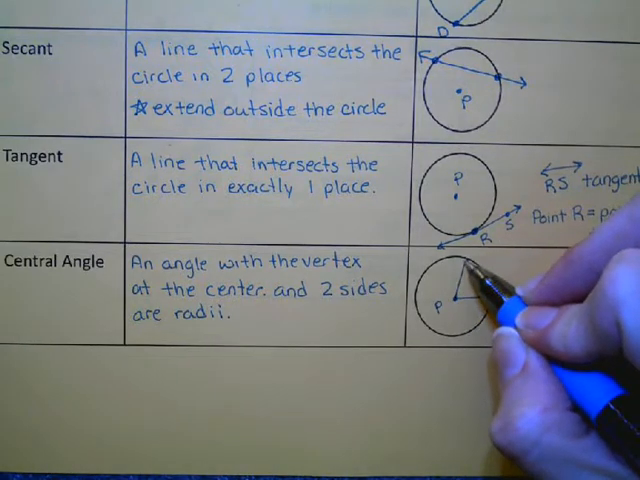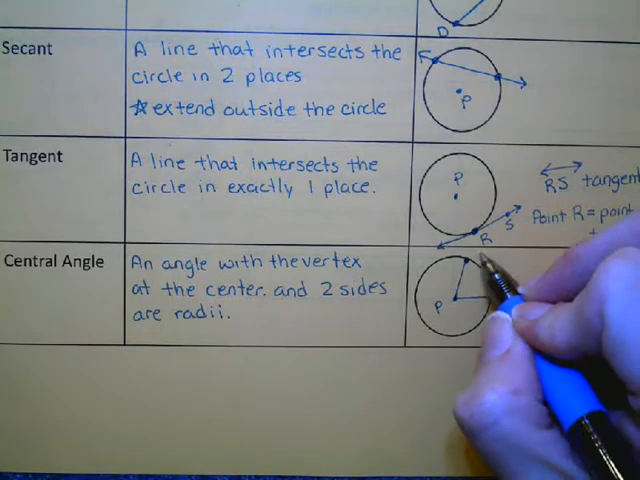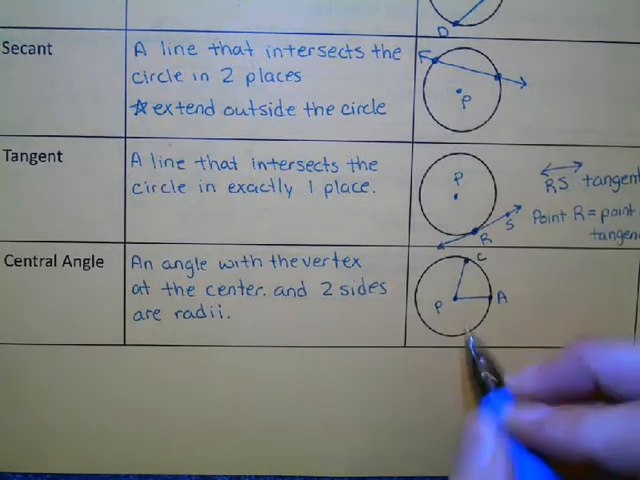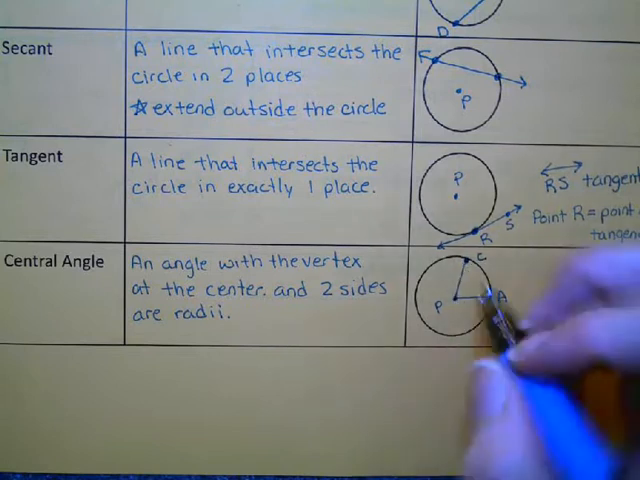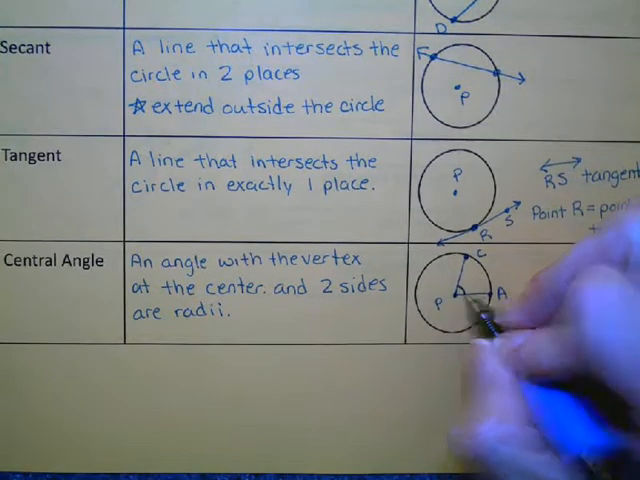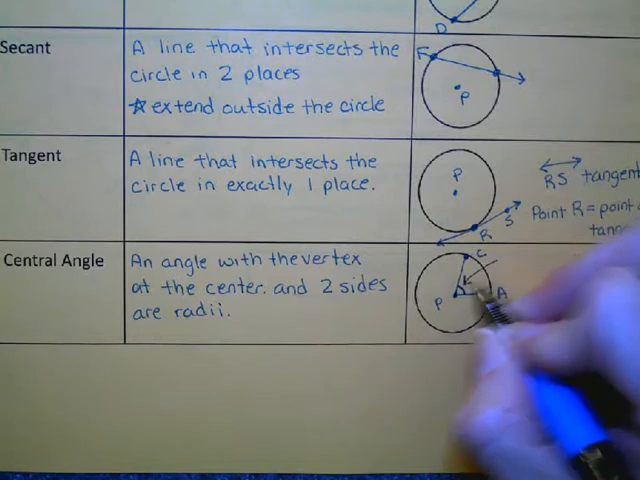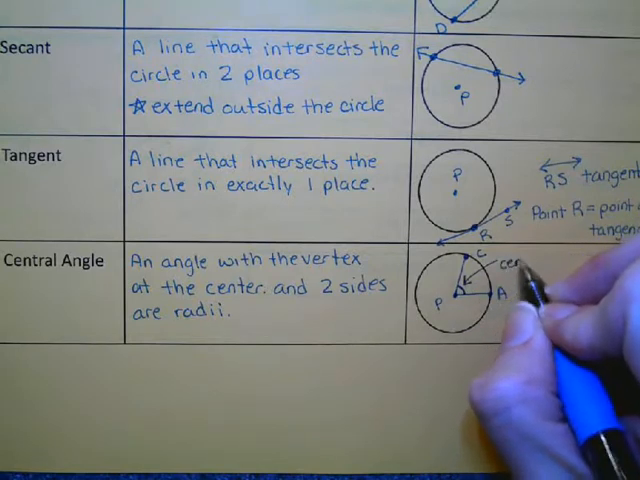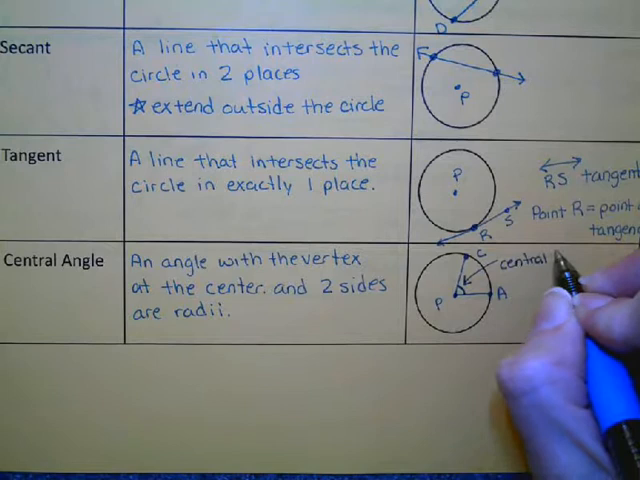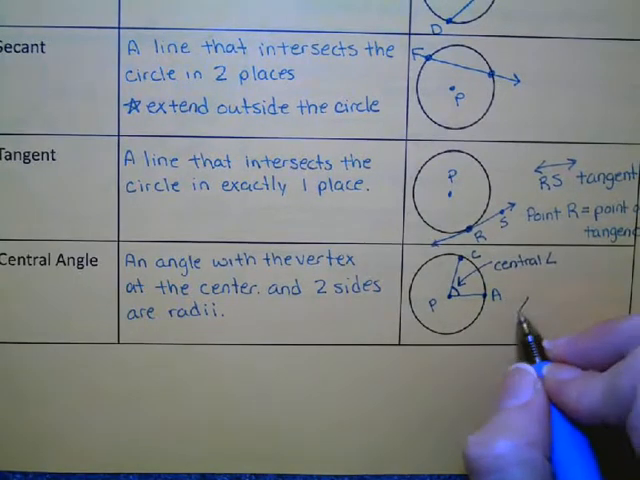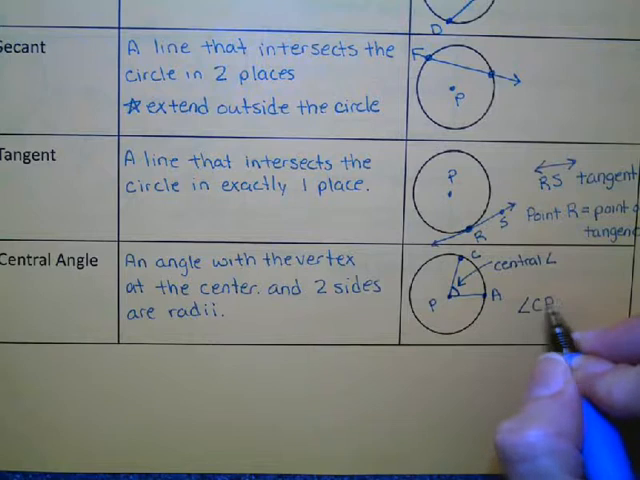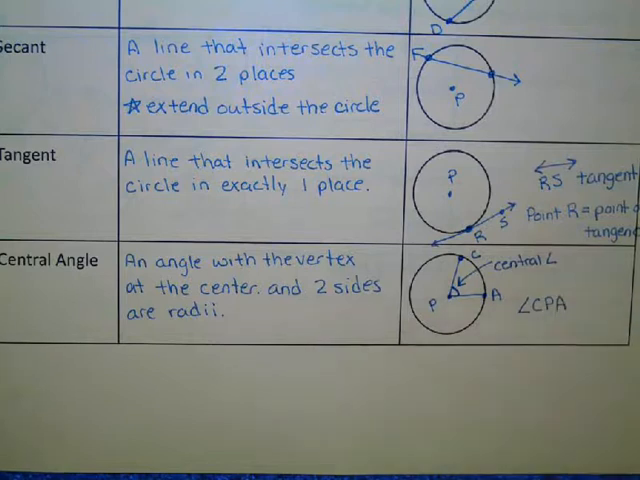So let's call this C. The angle formed by the vertex at the center and these two radii create this angle in here, which is called the central angle. The angle that's formed at the center of the circle. So we just say like angle CPA. That would be an angle at the center of the circle. Okay. Let's look at the next one.